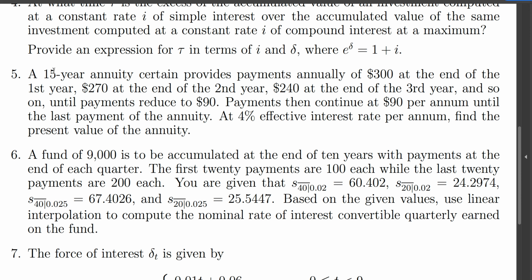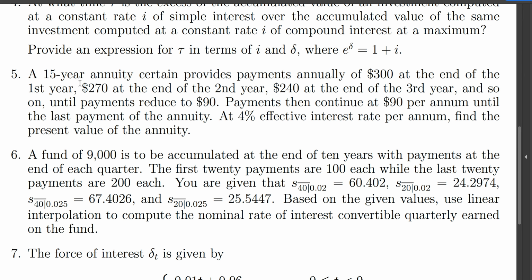In this question, you start off with annual payments of $300, and then it keeps dropping by $30 per year. So it drops to $270, and then $240, and then once it reaches 90, it's just going to level and remain at 90 until the end of the 15-year period. And at a 4% interest rate, we want to find the present value.